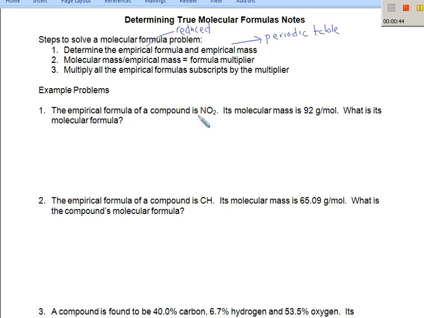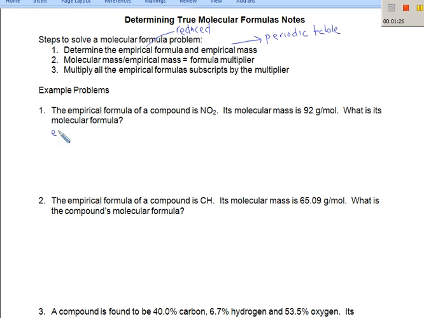So let's work a few examples. The empirical formula of a compound is NO2. Its molecular mass is 92 grams per mole. What is its molecular formula? Well, in this case, we've been given the empirical formula already, but we still need to figure out its empirical mass. So we're going to figure out its empirical mass.